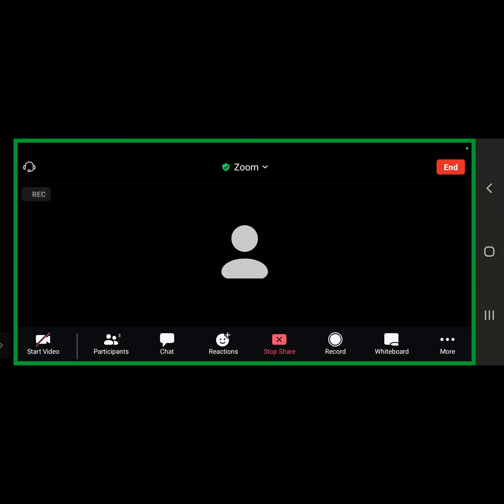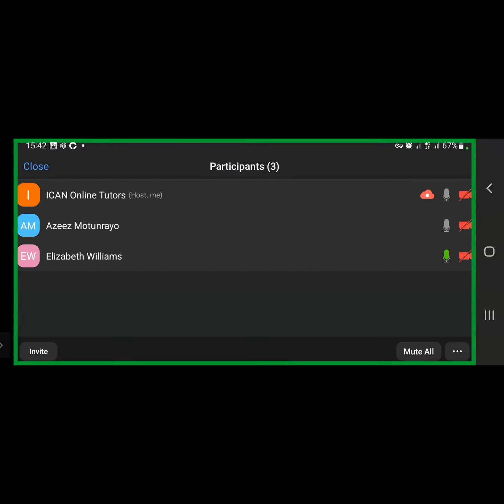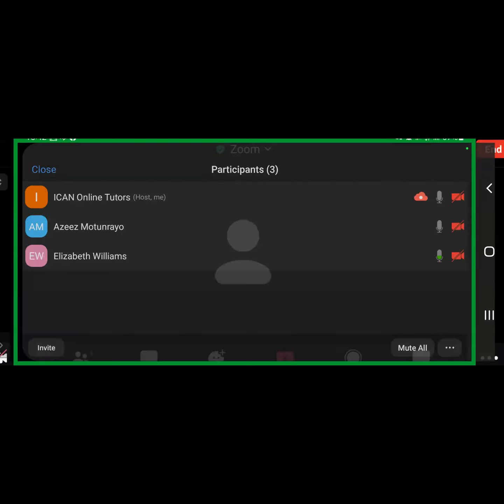Is my microphone part of a software? No, microphone is part of hardware because you can touch it. So you cannot say microphone.